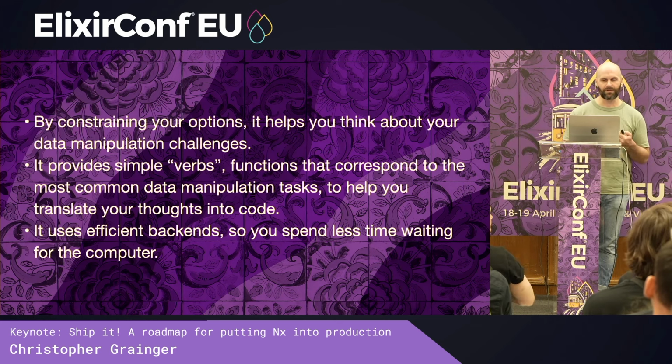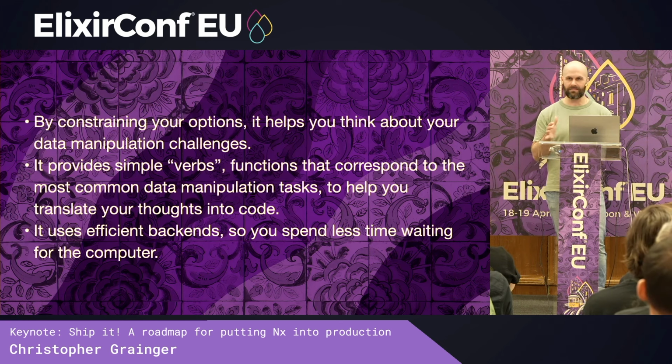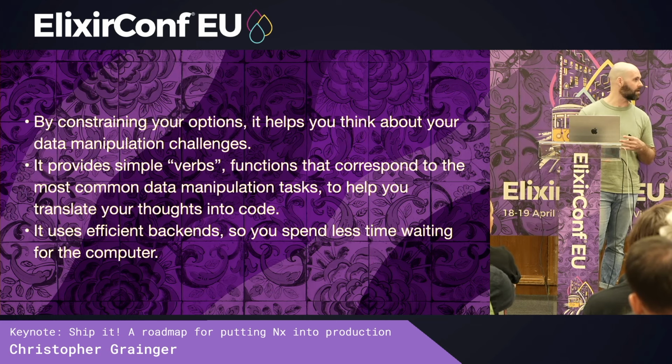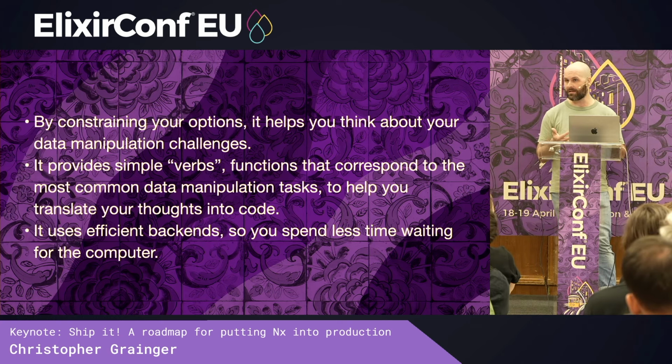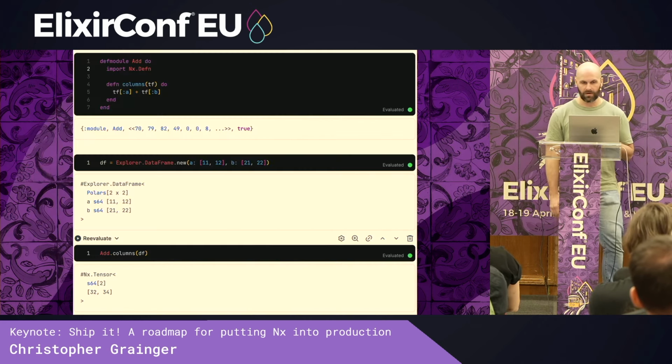Then the last point on here is that it uses efficient backends, so you spend less time waiting for the compiler. Wait, what are we talking about? Backends, we said that before with NX. When I made Explorer originally, I just stole the idea from NX, the idea of pluggable backends. And we use Polars, which is a really, really fast Rust-based data frame library, as the main backend. But it's all built based on a behavior of Explorer backend, so that you can actually go and plug in other backends if you wanted to. So there are plans to be able to allow you to use the same code that you write locally to manipulate SQL actually on the server, for example, or to deal with something like Ballista, which is kind of like the Rust version of Spark, and allow you to do distributed computing just using the same API and the same interaction that you use.